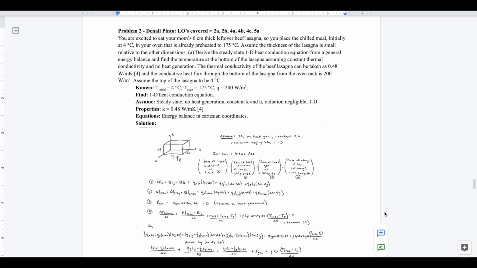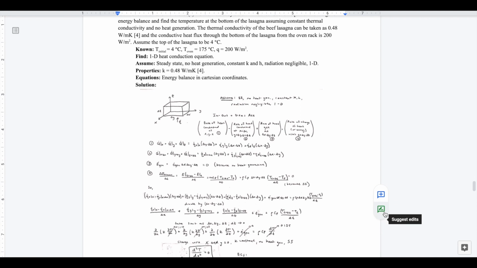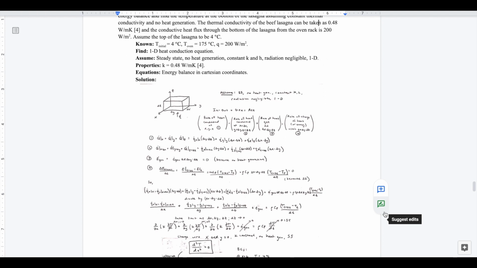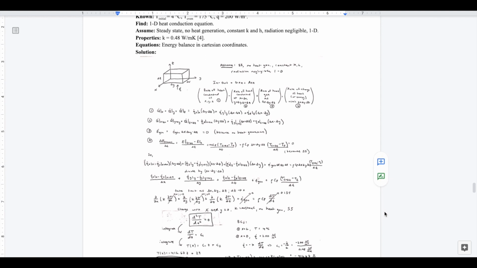You are given the thickness of the lasagna, the thermal conductivity of the lasagna, which is that of beef since it is a beef lasagna, and the heat flux in the oven, as well as the temperature of the lasagna and the oven. Assuming 1D steady state, constant k and h, no radiation, and no heat generation, you use an energy balance in Cartesian coordinates, which covers learning outcome 5A. Then you find the energy balance and simplify with those assumptions, deriving the differential equation, which is learning outcome 2A.